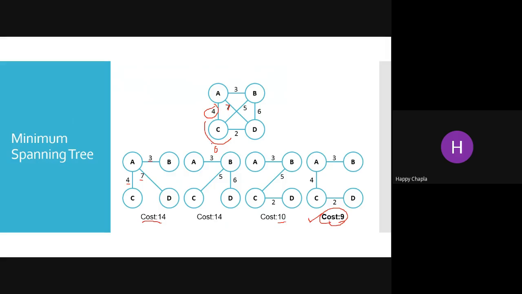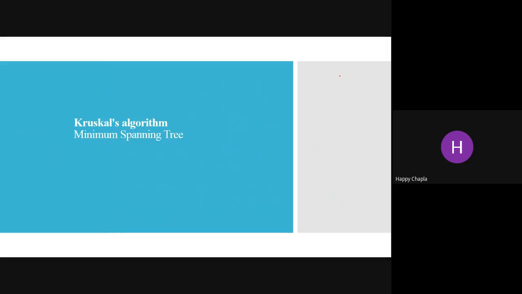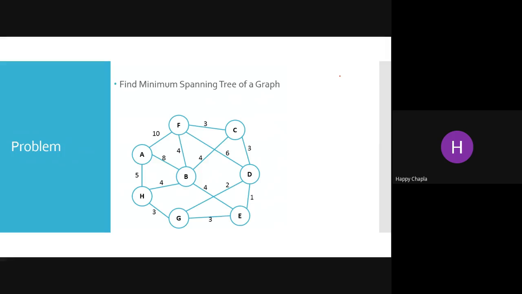But here we have only 4 vertices. If we have n number of vertices and n number of weights with us, how can we find this minimum spanning tree? If we try to draw this kind of tree, it will take too much time. So for that we have different kinds of algorithms. First, that is Kruskal's algorithm. To find the minimum spanning tree of a given graph, we have different kinds of techniques.